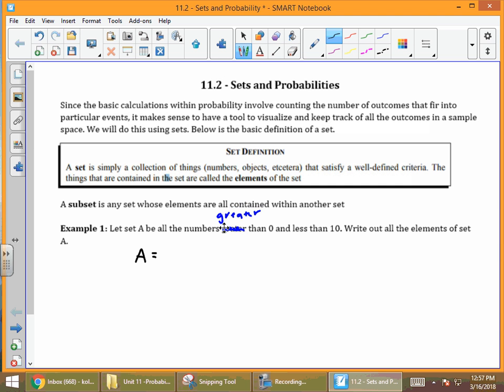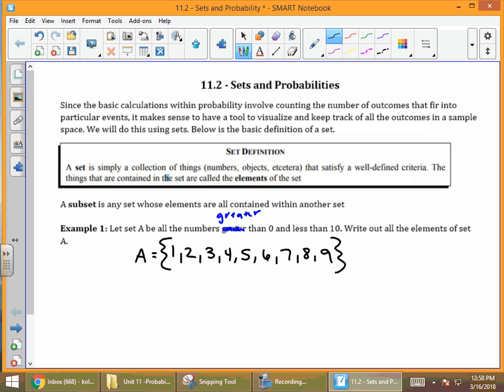No. If it said all the numbers from 0 to 10, yes, we would include them. But it's all the numbers in between. So what are all the numbers in between 0 and 10? 1 through 9: 1, 2, 3, 4, 5, 6, 7, 8, 9. And then technically, you put those squiggle brackets around those numbers. We're not picky on the squiggle brackets.